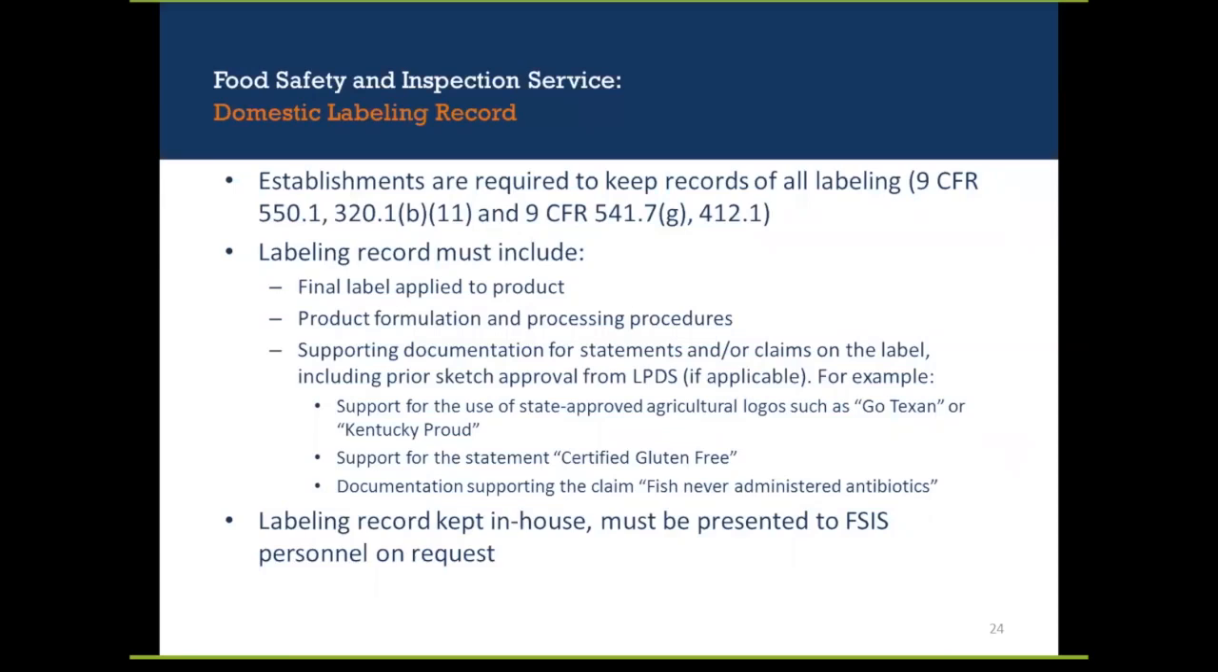So some examples of support you might have as part of your label record would be support for the statement certified gluten-free, or documentation supporting a claim of fish never administered antibiotics. And after September 1st, 2017, labeling records must be presented to FSIS inspection personnel upon request.